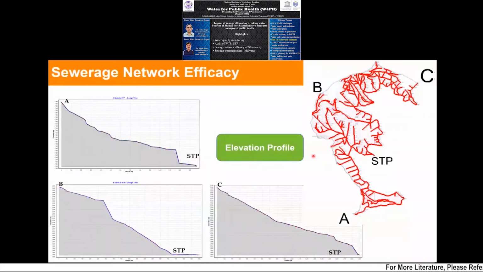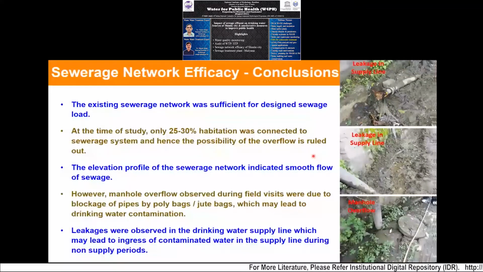So after running the SewerCAD software, this is the elevation profile which we got for the sewerage network. It was divided into three sections, and we found that the elevation profile was quite smooth, as well as the capacity of the sewerage system that was laid down was quite efficient to take care of the load. So from the SewerCAD run, we were able to conclude that the existing sewerage network was sufficient for the designed sewage loads.